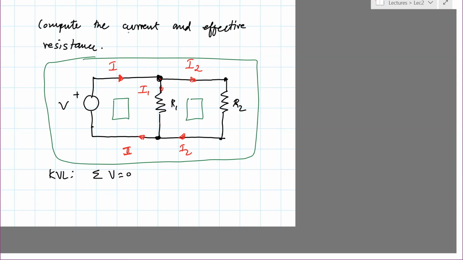So let's say that we use KVL on the inner loop on the left side. So we have V equals I1 times R1. If you use KVL on the bigger loop, which is the outer loop, just because it's slightly more convenient, you can write V equals I2 R2. If you did want to use it on this loop, then you would have something like this: V1 minus R equals 0.